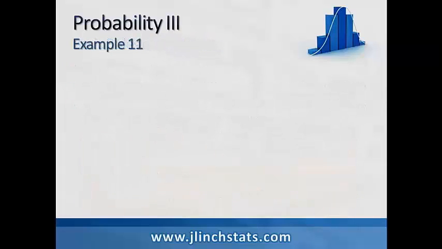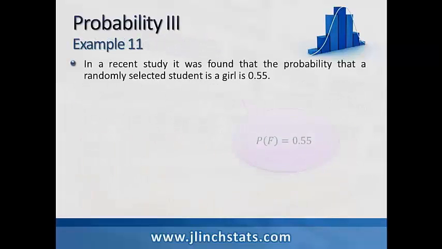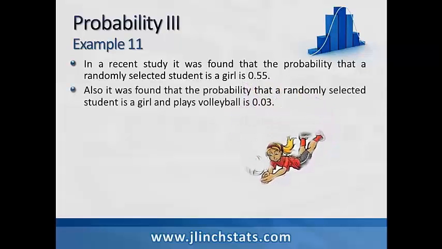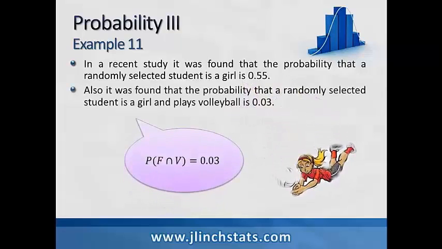Now let's take a look at example 11 here. In a recent study, it was found that the probability that a randomly selected student is a girl is 0.55. So we're going to let the event F denote the student is a female. The probability that we have a female student is equal to 0.55. Now it is also found that the probability that a randomly selected student is a girl and plays volleyball also is 0.03. So we've defined an and probability here. The probability of female and volleyball is equal to 0.03.